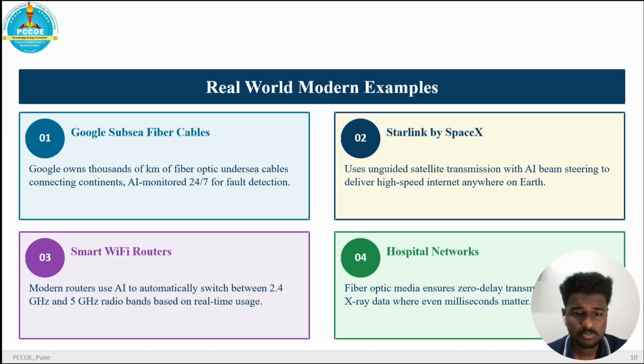Modern home routers use AI to automatically switch between 2.4 GHz and 5 GHz bands based on real-time network usage. Hospital networks. Fiber optic media is used in hospitals to ensure zero delay transmission for critical data like MRI and X-ray images, where even a millisecond delay can matter.